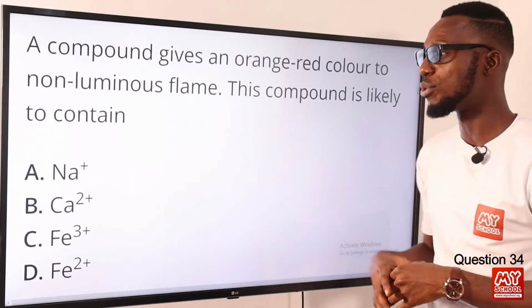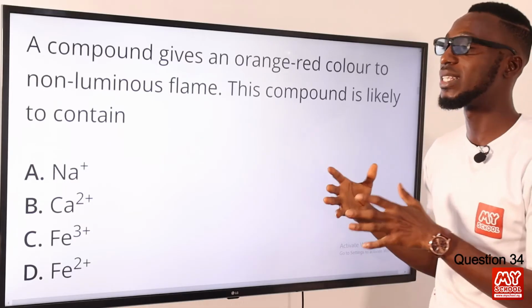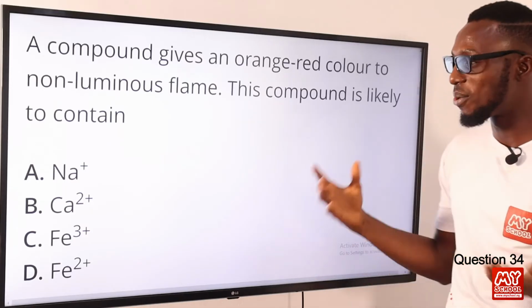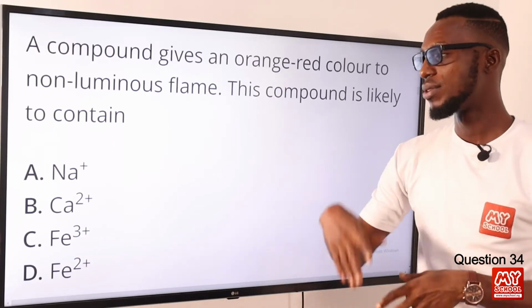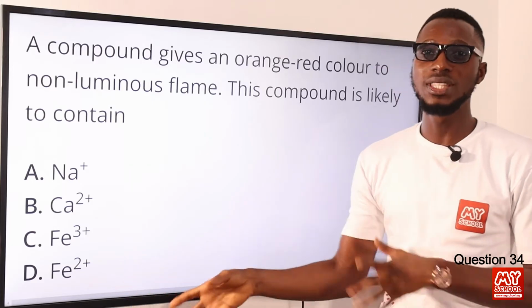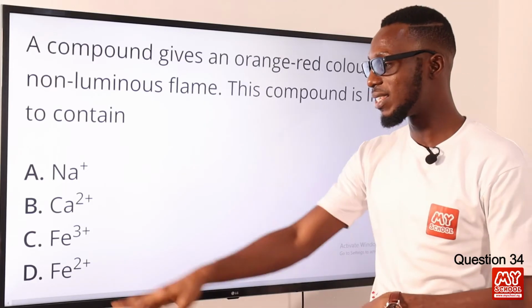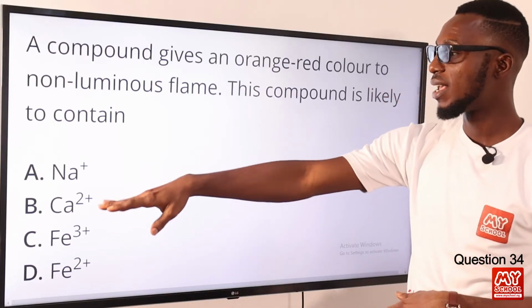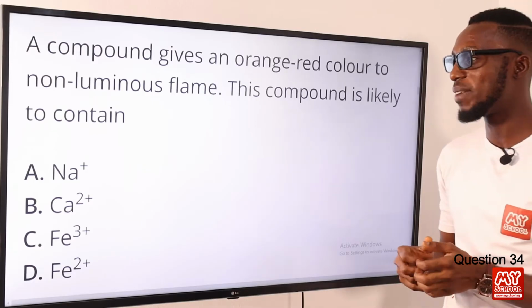When it comes to sodium ion, you are looking at yellow. Some will tell you persistent golden yellow, brilliant yellow, and the like. Iron(III) ion, you talk about brown. Some can tell you yellow, but let's just stick with brown. Iron(II) is the green. Some will tell you pale green and the like. So let's just take it again. This is green, this is brown, this is red, this is yellow. So the correct option here is option B for calcium ion.